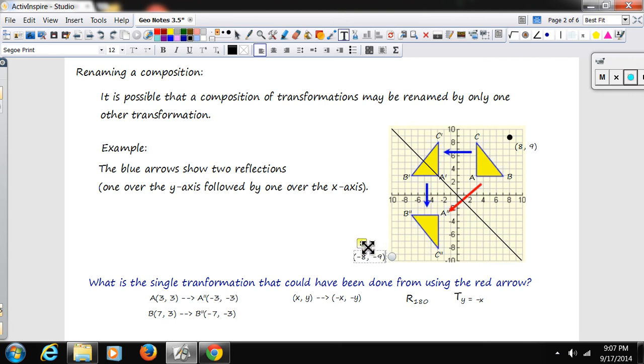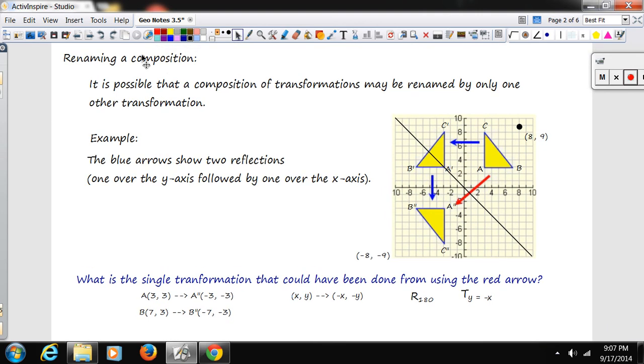And you don't have to even play around with drawing a bunch of pictures, because of the rule, you actually have the right answer here. So it'd be negative 8, negative 9. That's a composition of transformations made into one single transformation.